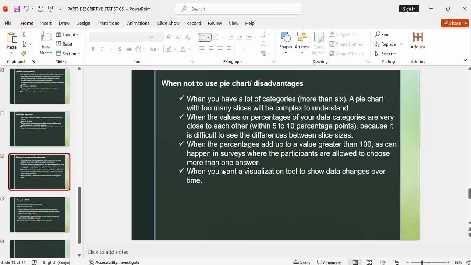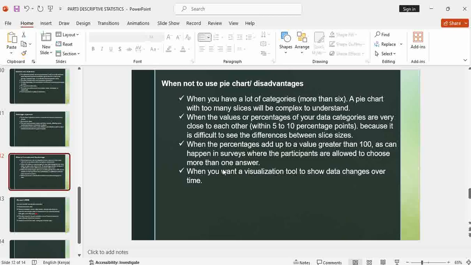When the percentages do not add up to 100%, this is, for example, when participants are allowed to choose more than one answer, then you don't expect the percentages to add up to 100%. This is the case that we have discussed in data entry, where a respondent can respond in multiple ways. Where have you learned about an SSF? They can say, I have learned from radio, at the same time I've learned from newspaper.